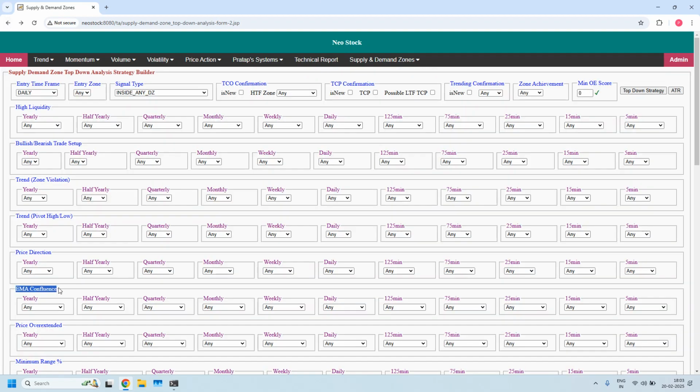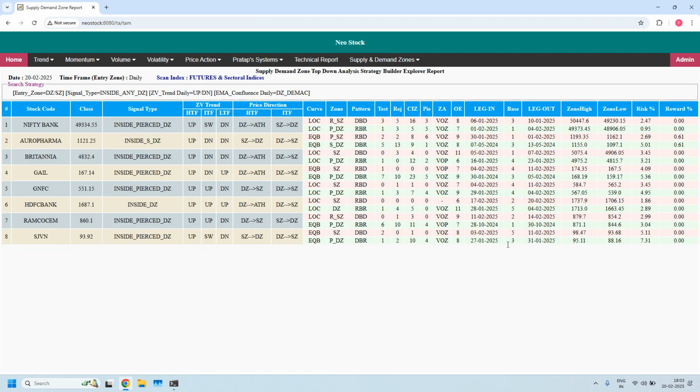So in the EMA Confluence, at daily time frame, I'm setting the filter daily demand zone having daily EMA Confluence or not. And at the same time, trend on the daily time frame should not be sideways. It can be up or down. So with these filters, we got 8 stocks. So these 8 daily demand zones are having daily EMA confluence. And also current price closed inside the daily demand zone.